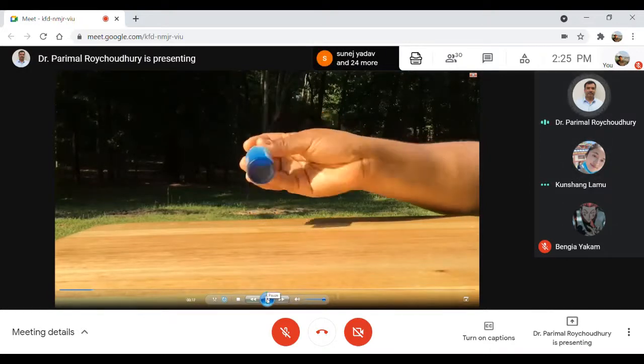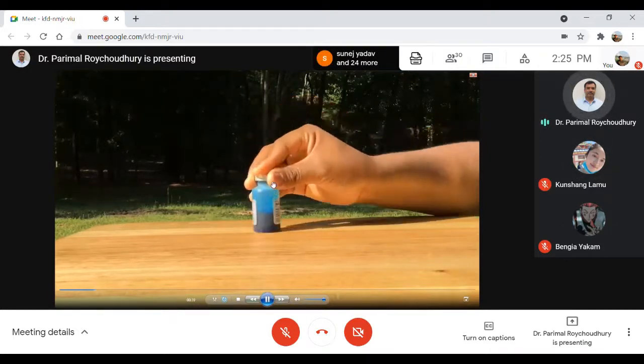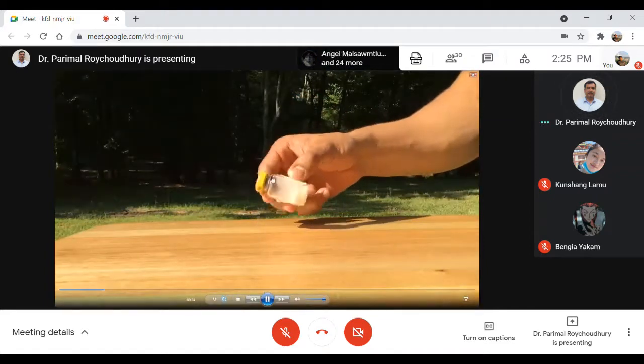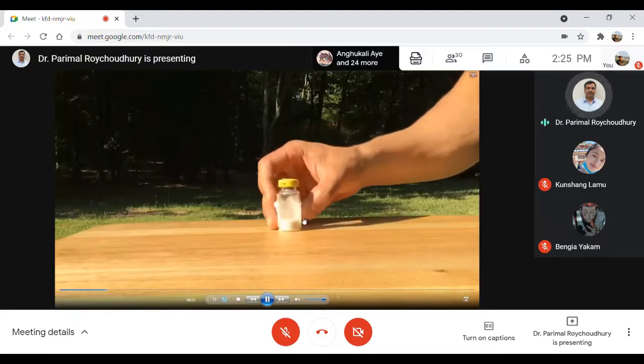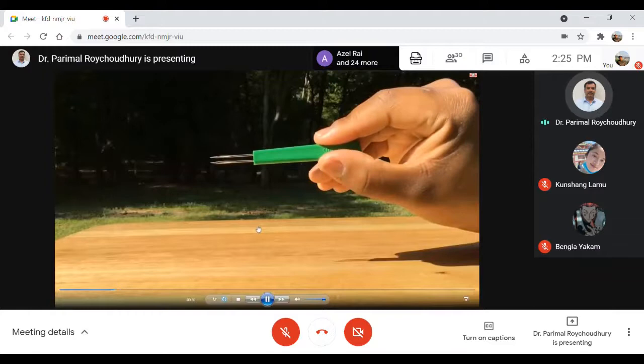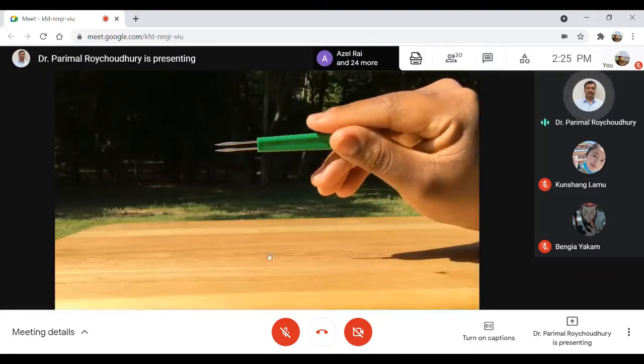Yeah, I'll explain it. So this is a diluent, and this is the lyophilized vaccine. It's a live virus vaccine, so it's in lyophilized form. And this is a teasing needle that we use for pricking purposes.